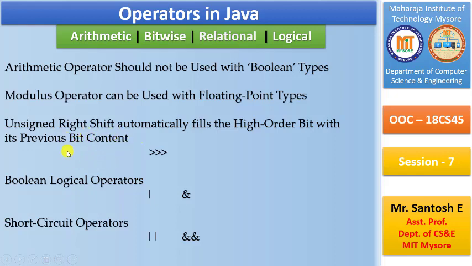So this will preserve the sign of any value. If it is 1, it preserves it as 1. If it is 0, it preserves it as 0. If it is a negative value, it preserves it as a negative value. If it is positive, it preserves it as a positive value. This is where you make use of the unsigned right shift. If I use two greater than symbols, that is a right shift operator. And if I use three of the same characters, that is an unsigned right shift operator.